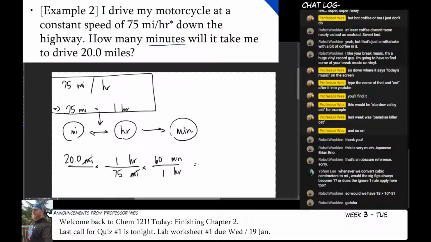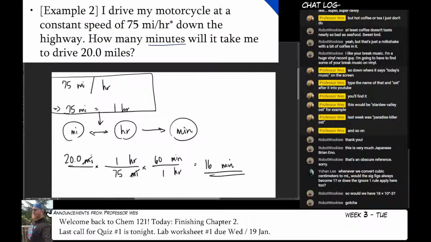And so I enter it all in my calculator. 20 times 60 over 75. It should take me 16 minutes at that speed to get 20 miles.